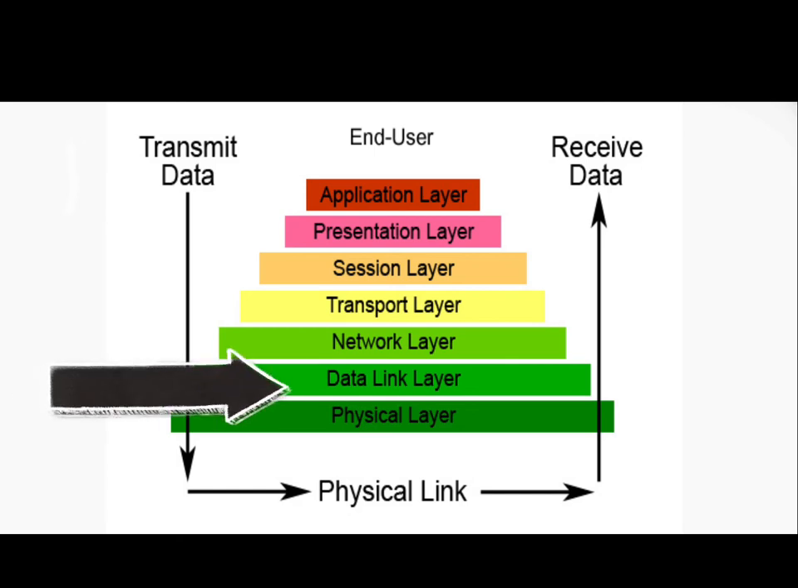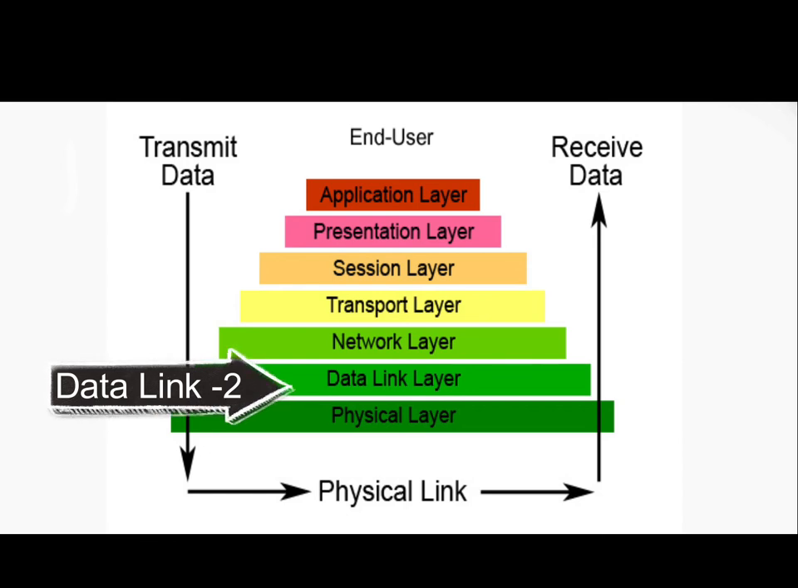The next one is the data link layer. At the data link layer, directly connected nodes are used to perform node-to-node data transfer, where data is packed into frames. The data link layer also corrects errors that may have occurred at the physical layer.